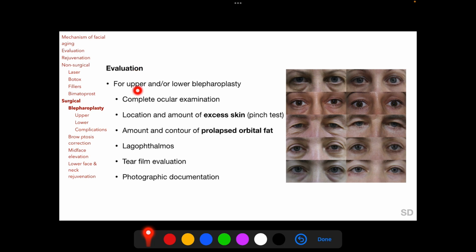Evaluation for both upper and lower eyelid blepharoplasty includes a complete routine ocular examination, assessment of the location and amount of excess skin, assessment of the amount and contour of prolapsed orbital fat. Removal of excess skin and prolapsed orbital fat are the chief aims of a blepharoplasty procedure. Detecting the presence of a lagophthalmos, if any, and evaluation of the tear film for its abnormalities are important to prevent postoperative ocular surface complications, and a photographic documentation is essential as we have discussed earlier.